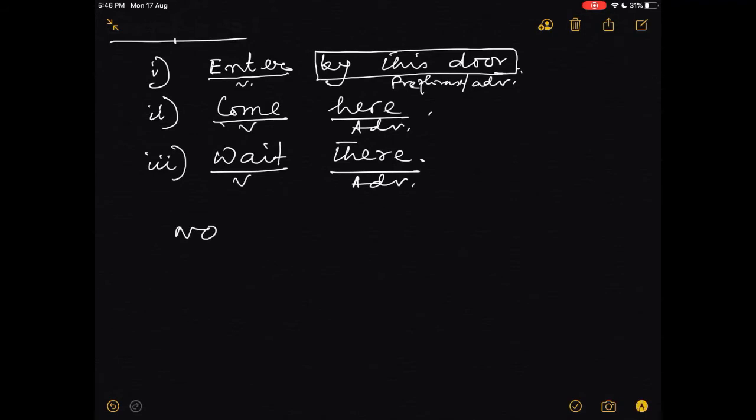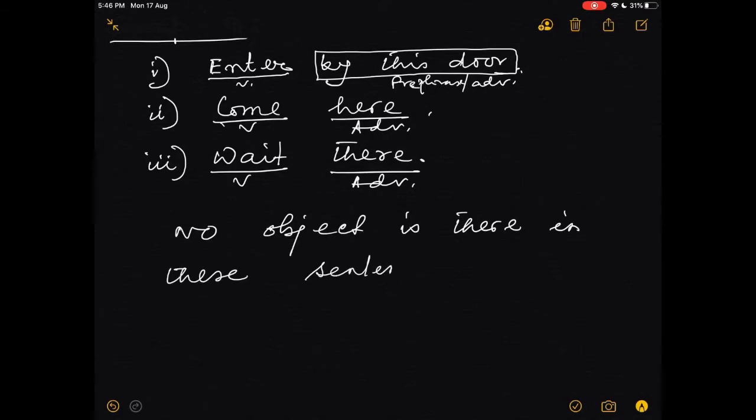no object is there. No object is there in these sentences. Okay, no object is there. Important thing, no object is there in these sentences.